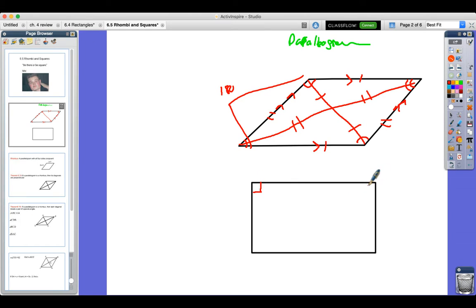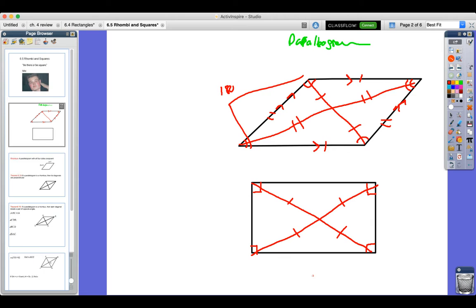Then, of course, on a rectangle, to add on to that, all that's true plus all four angles are right angles, and the diagonals are congruent to each other. So the whole diagonals are congruent to each other, and the individual parts are congruent to each other as well. So let's talk about a rhombus. And actually, before we do that, let me clear this up.